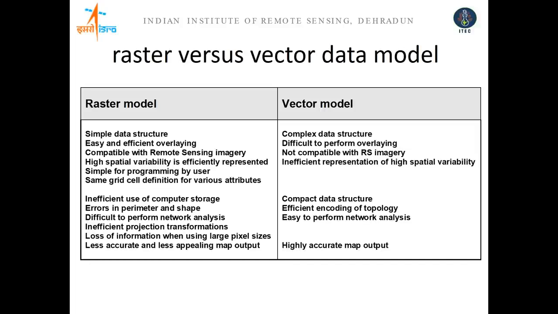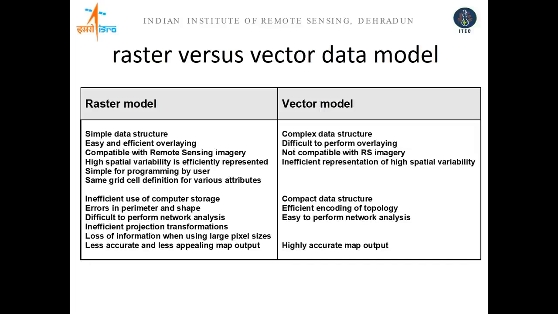High spatial variability is efficiently represented in raster, but that doesn't happen in the vector. In vector, it is an inefficient representation of high variability, because here the individual polygons represent the same value. But in raster, up to the pixel level, you are able to get the information, and you can provide those data sets. So the raster data model is simple for programming by the user. It is simple for applying any type of operations, but here you don't have that flexibility.